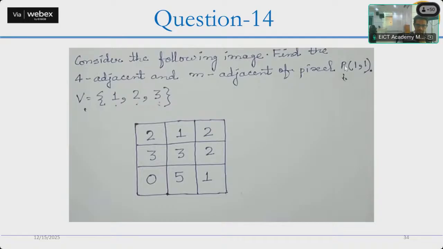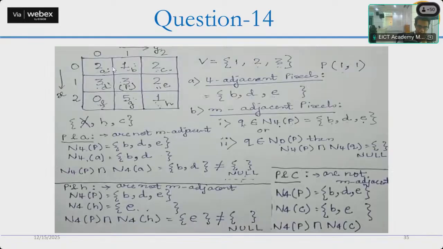What is shown here is pixel P at 1 1. What is basically 1 1? 1 1 is this one, because here we start from 0, unlike earlier when we started from 1. So what will be the value here? 1 is there, 1 is there, and 3, and it is P here. So what are the neighbors in the 4-adjacent?